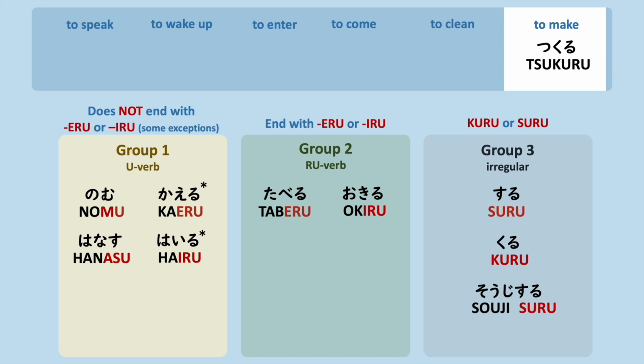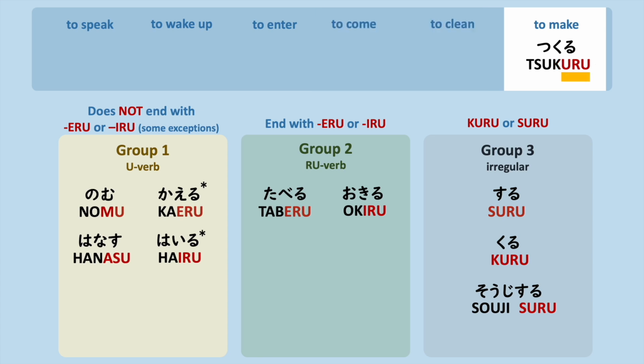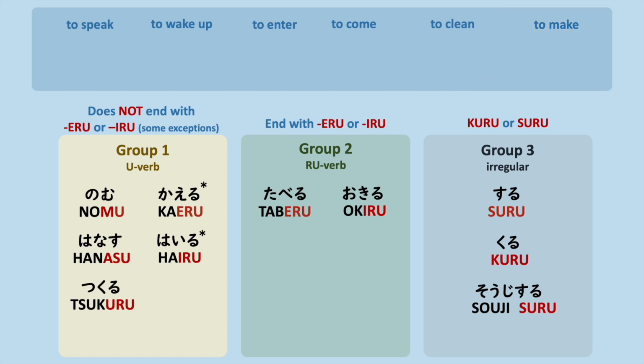How about 作る, to make? Some people may wonder if 作る is irregular because it ends with 来る. Is this irregular? The answer is no. 作る just happens to contain 来る, but it has nothing to do with the 来る verb. So let's check if it has the える or いる ending. You see that 作る has the うる ending. Since 作る is not irregular and doesn't have the える or いる ending, it's u verb, group 1.